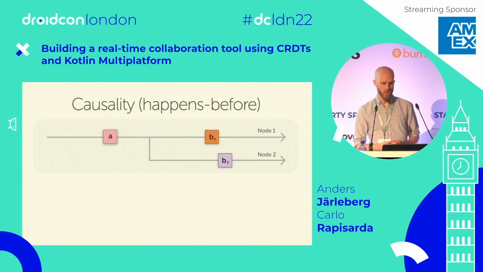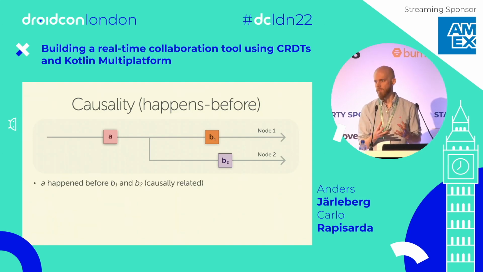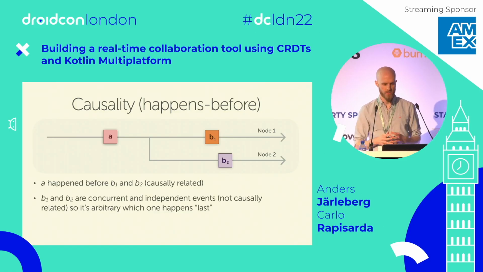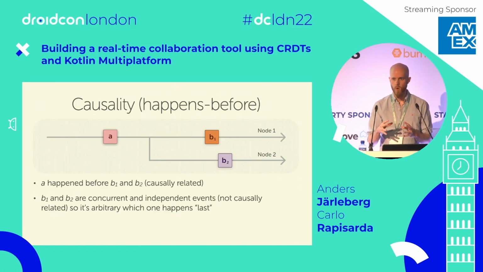So we'll talk a little bit about causality or happens-before. In this scenario, we can say that event A was known to both node 1 and 2. So whatever changes they make, B1 and B2, we can establish that there is a causal relationship. A happened before B1 and A happened before B2. But there is no causal relation between B1 and B2. These are concurrent and independent events.